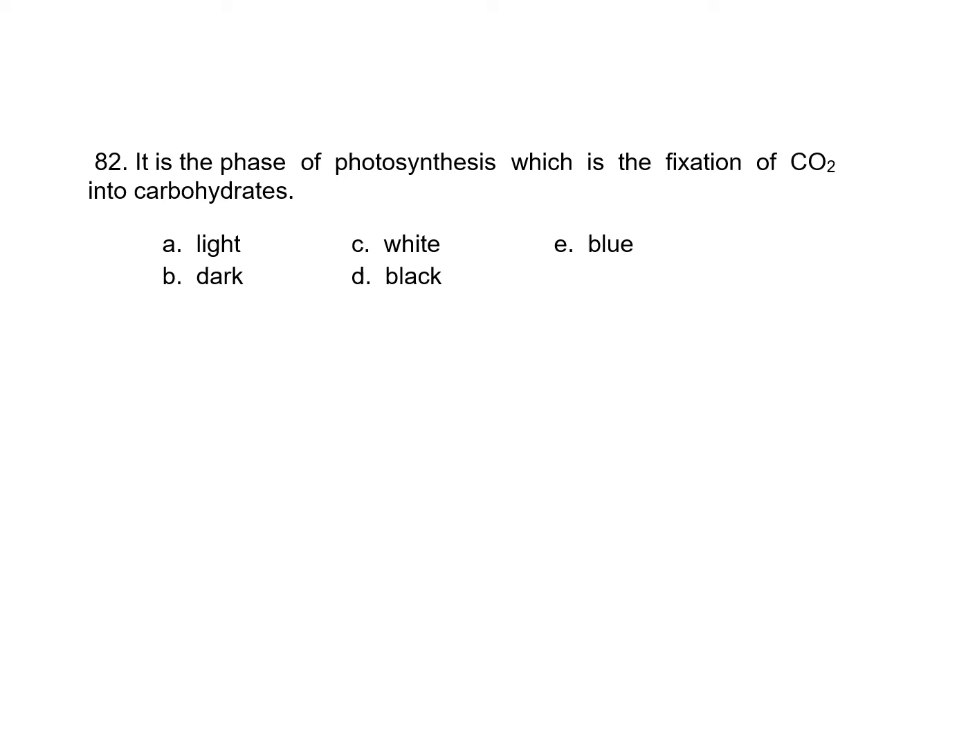Number 82. It is the phase of photosynthesis which is the fixation of CO2 in the carbohydrates. A. Light, B. Dark, C. White, D. Black, E. Blue. The answer is dark.